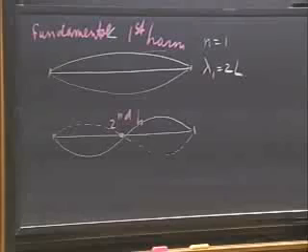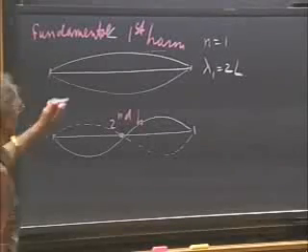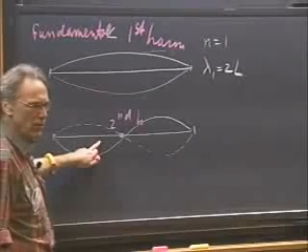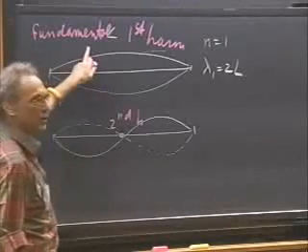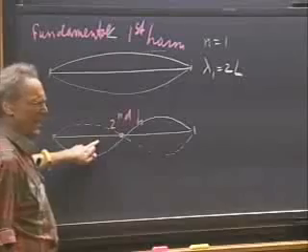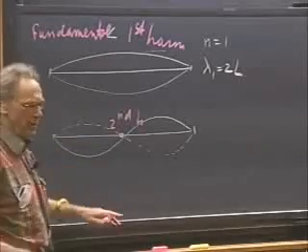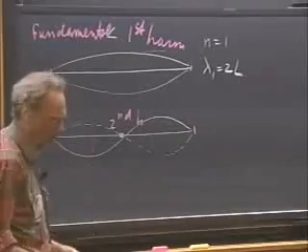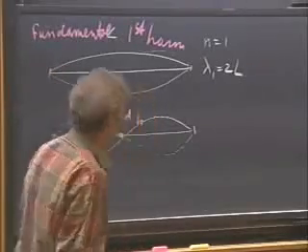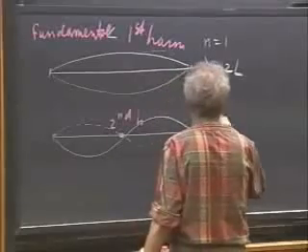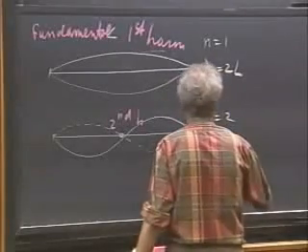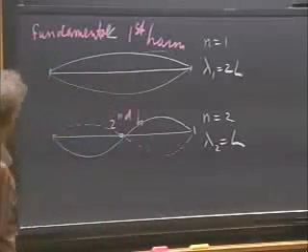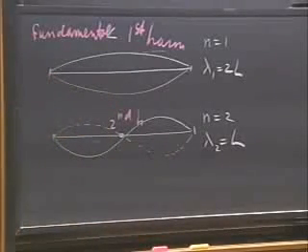It is unfortunate that there are books that call this the fundamental and this the first harmonic. That's enormously confusing, because now you have to start from 0, which is the fundamental, and then n equals 1 is the second harmonic. I will never do that. This is always for me first harmonic. This is always the second harmonic. And so for n equals 2, you see immediately that lambda 2 is simply L. And that's exactly what you see here.